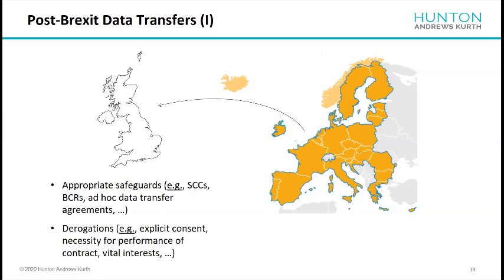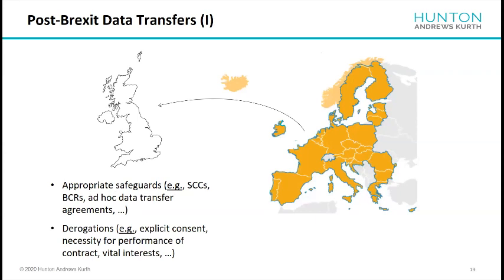This means that businesses that send data from the EEA to recipients in the UK will need to ensure that a valid transfer mechanism is in place, which is designed to protect data after it has been transferred outside of the EEA. In exceptional cases where it's not possible to implement appropriate safeguards, businesses may be able to rely on one of the derogations set forth in Article 49 of the GDPR, such as by obtaining explicit consent for transfers to the UK, or in situations where transfers are necessary for the performance of a contract or vital interests of the concerned individuals.